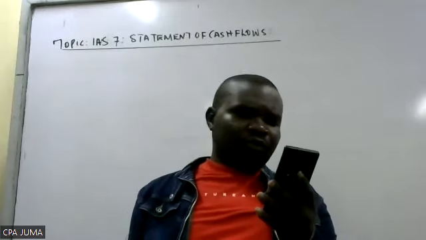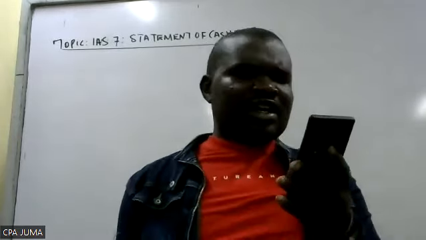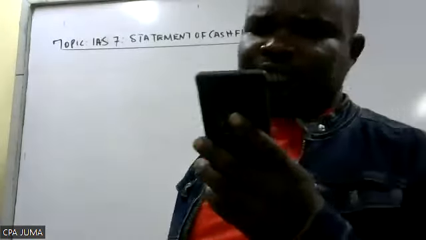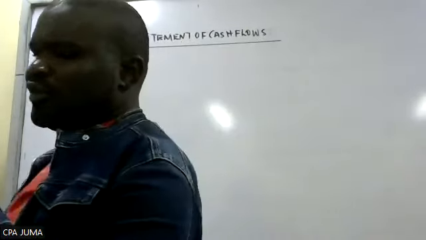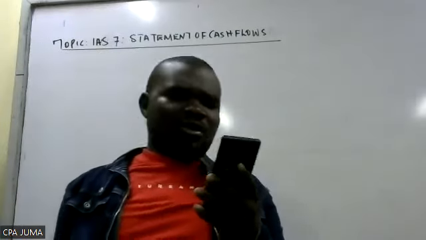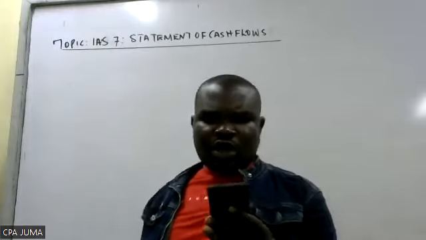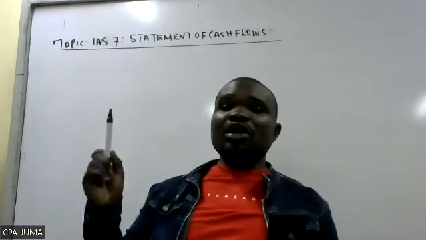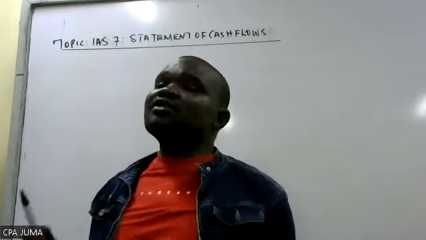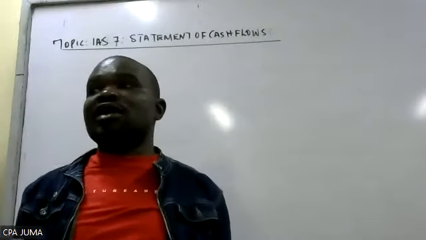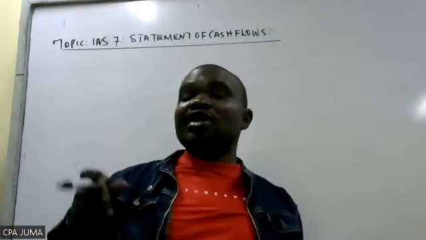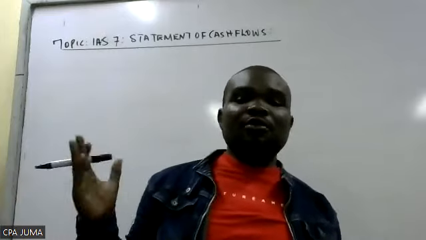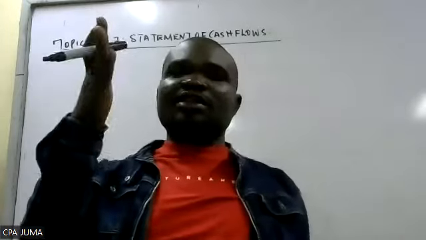Note, interest and dividends received and paid may be classified as operating, investing, or financing cash, provided that they are classified consistently from period to period. What does that mean? Interest and dividends, you can classify them in any of those three activities, provided your classification is consistent from year to year. Not this year it is under operating, the other year something else.